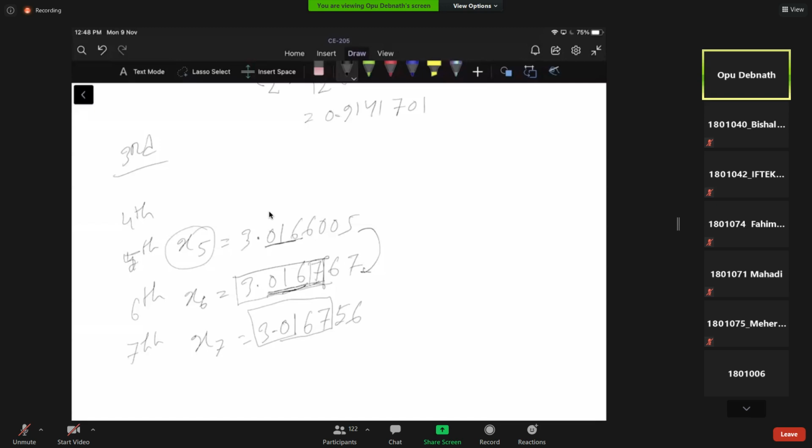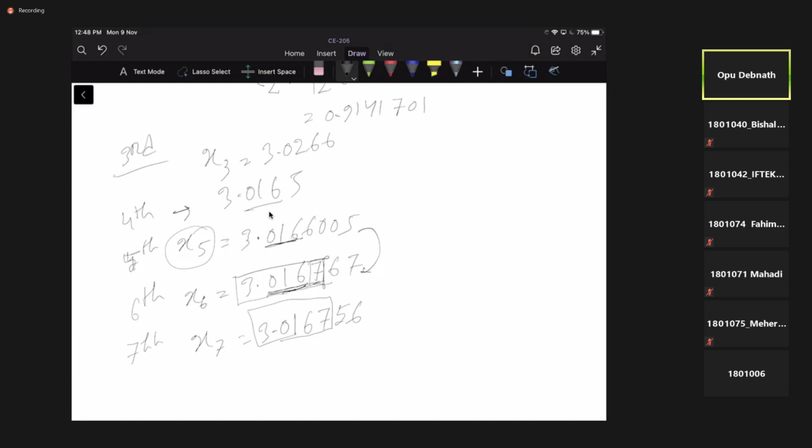That's why the solution is not going on the right track. Like in the fourth step you will find 3.0165, okay, this is the sixth point, and in the third step x was x3, this was 3.0266, okay. So if you compare 2 with 3 with 4, 4 with 5, 5 with 6, and 6 with 7, you can find a harmony.